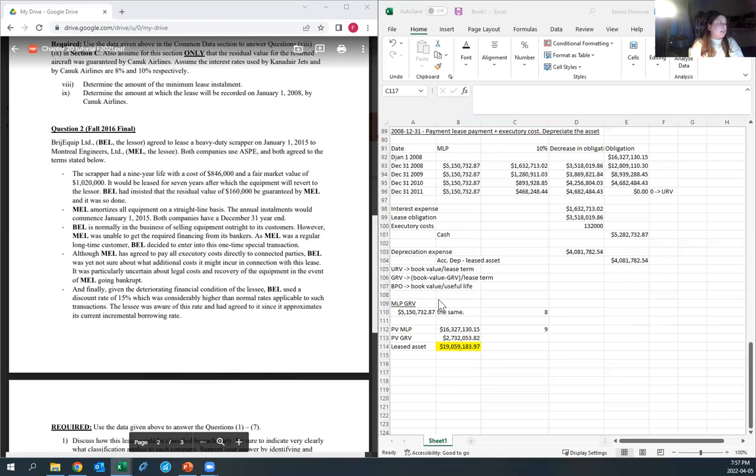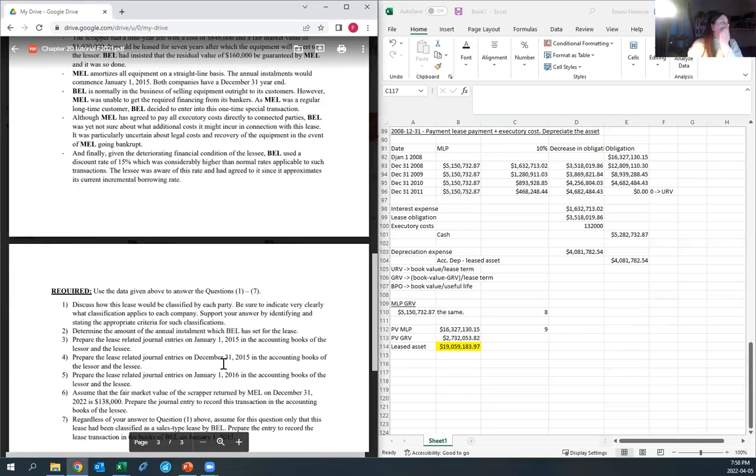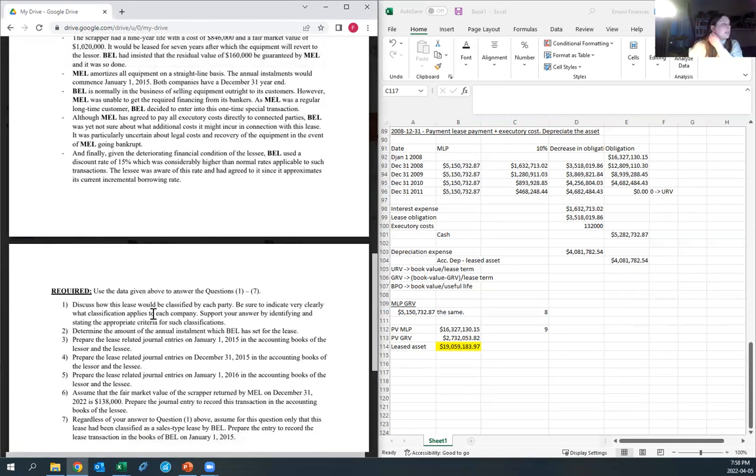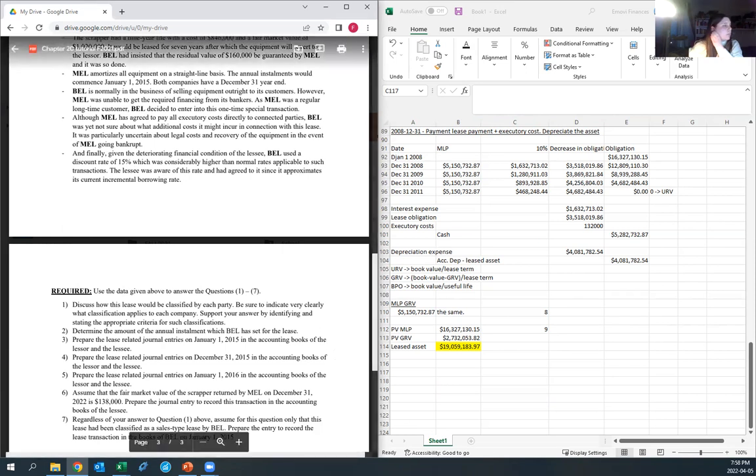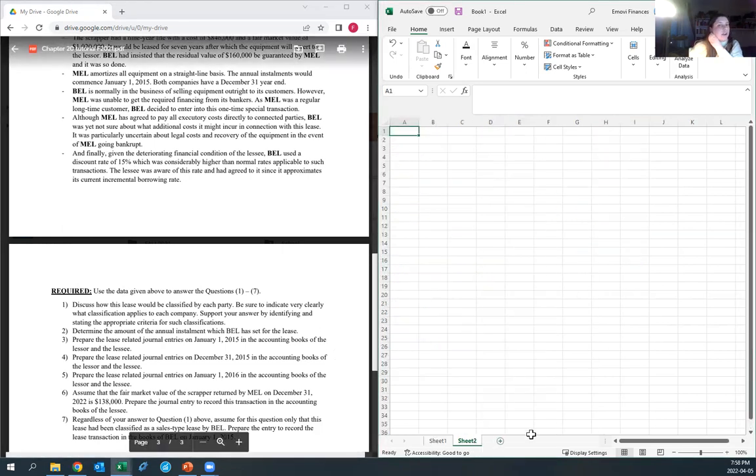And finally, given the deteriorating financial condition of the lessee, Bell used a discount rate of 50%, which was considerably higher than normal rates applicable to such transactions. The lessee was aware of this rate and had agreed to it since it approximates its current incremental borrowing rates. All right. So discuss how this lease will be classified by each party. So we're going to start with Bell, the lessor.